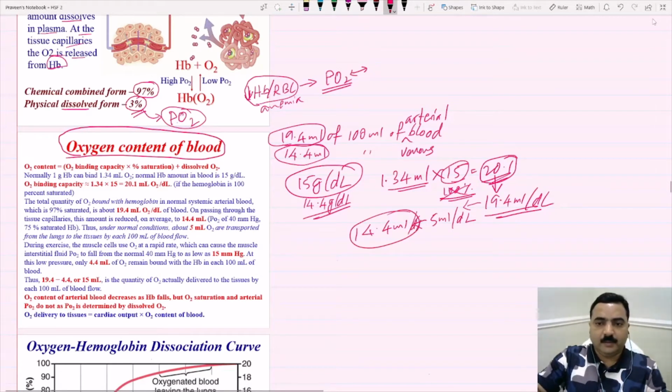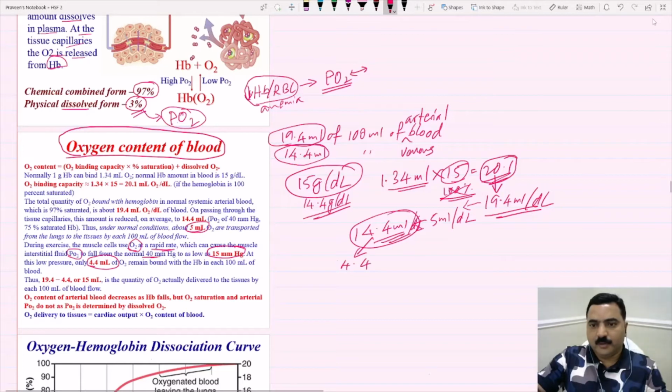That is the oxygen content in the venous blood. So the amount of oxygen delivered is around 5 ml. But during exercise, what happens? The muscle cells use oxygen at a rapid rate, which can cause the partial pressure of oxygen in the muscle interstitial fluid to fall from the normal 40 to 15. At this low pressure, the oxygen content of the venous blood will change from 14.4 to about 4.4.